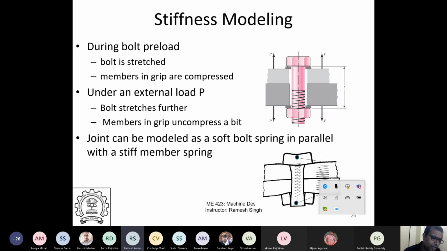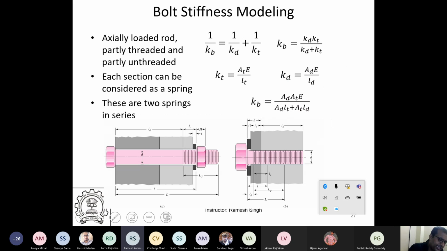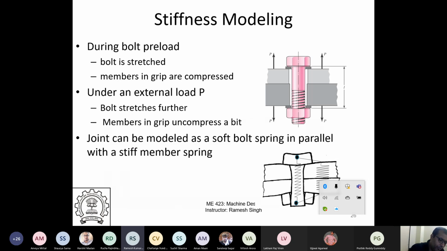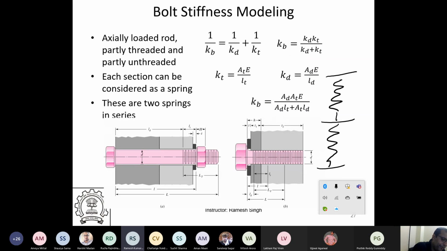So what if I apply this external load P to stretch? A stretching load P is being applied on the members. Now, what will be the deflection? We can model it like this. The actually loaded bolt can be assumed to be two springs in series. One will be till here, which is AD, the unthreaded portion, and the other one is the thread portion, which is AT. So the total bolt stiffness is 1 over KD, unthreaded, plus 1 over KT. How do you estimate KT?